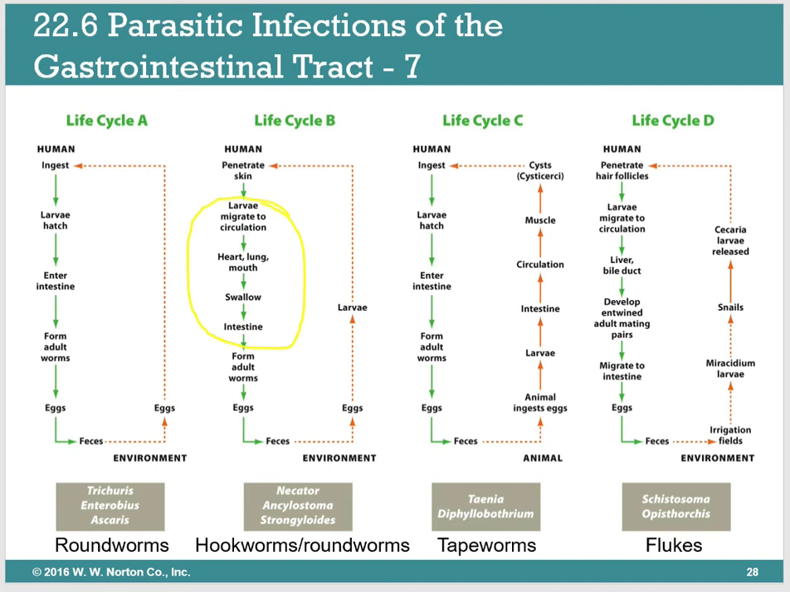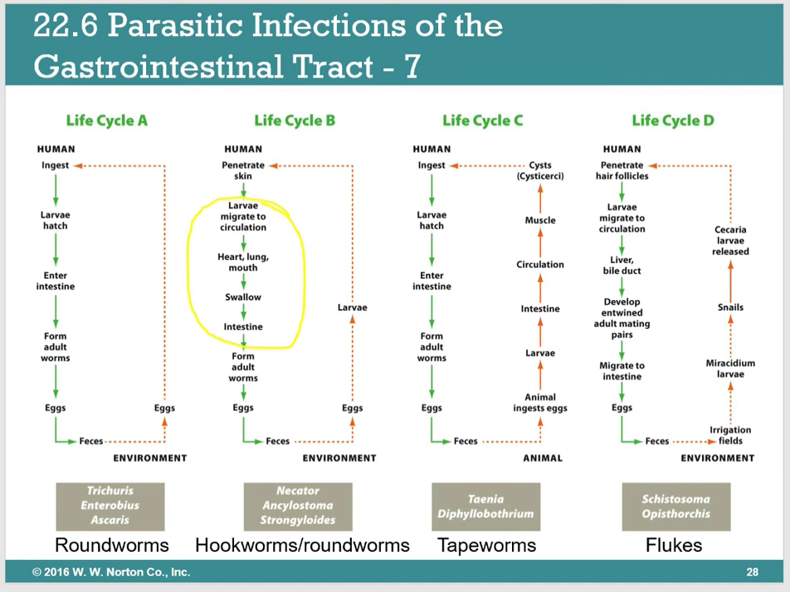And then once they're there, they will mature. And then those mature worms, what they'll do is that they will produce progeny, so eggs. And then those eggs will travel through the fecal route, so they'll be defecated out. And then that is how they get reintroduced back into the environment. So that's pretty much the big picture that I want you to know for the life cycle of a parasite.